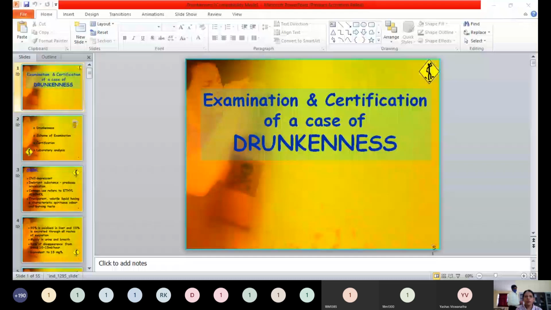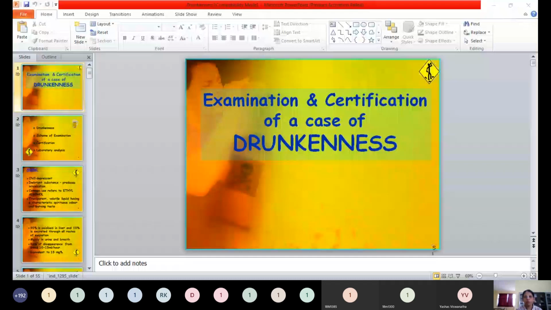Okay, so the next certificate, which is very important from the practical point of view for your exams, is the drunkenness certificate. So today we'll deal with the examination and certification of a case of drunkenness. So why is this certification needed for us? What happens is that the person was drunk and came.